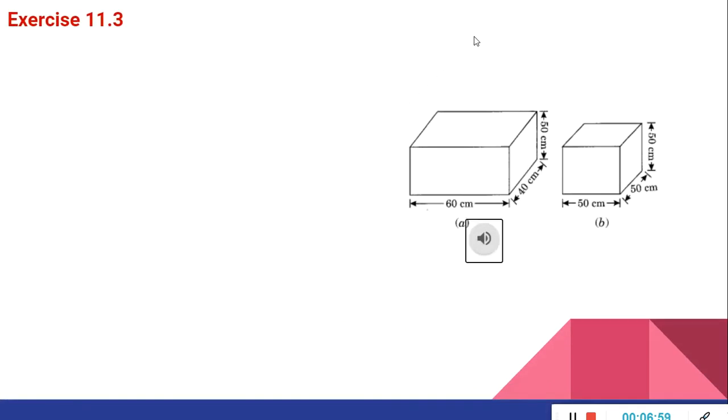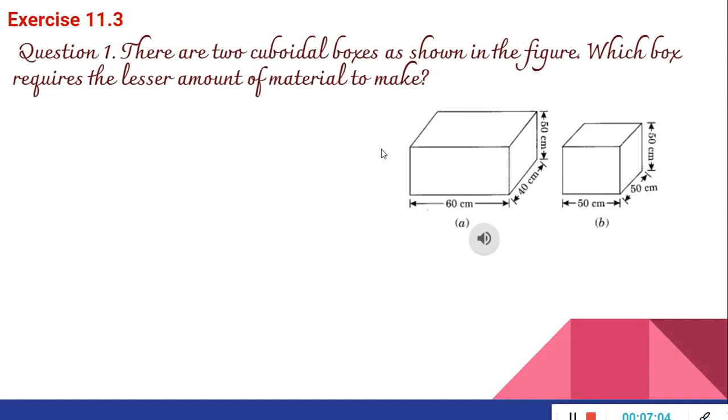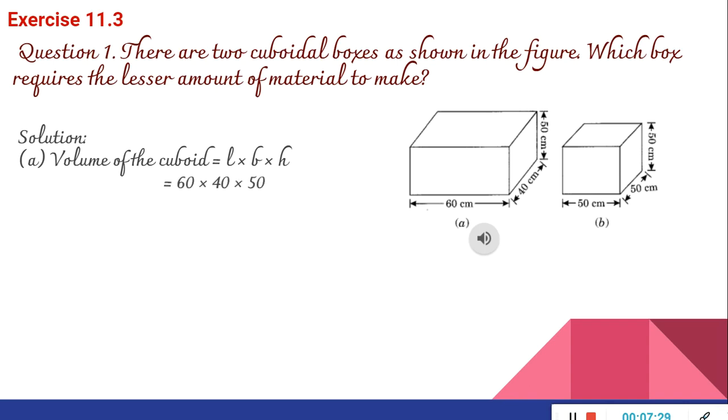Now let's see question number 1 of exercise 11.3. Okay. So the first question is, there are two cuboidal boxes as shown in the figure. Which box requires the lesser amount of material to make? Here you can see figure A, that is a cuboid, and figure B, that is a cube. So first we can see the volume of cuboid, means that is figure A, length into breadth into height, that is given 60 into 40 into 50 centimeter, right? So multiply all these three, we will get 1,20,000 centimeter cube.